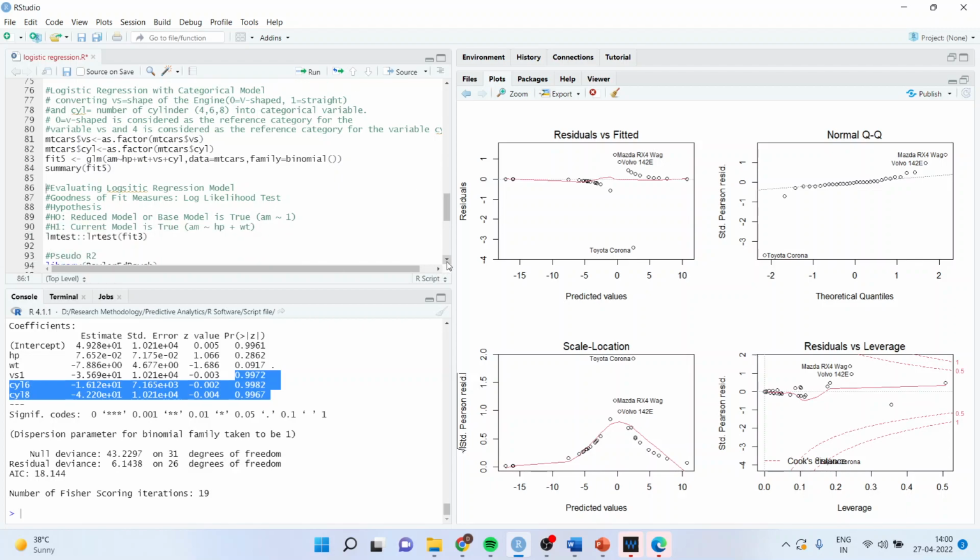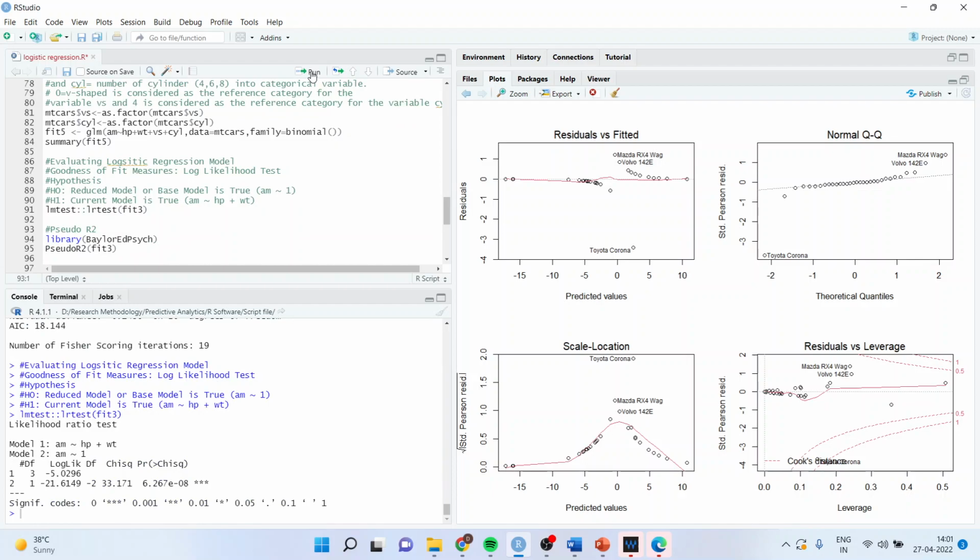Now there are some measures which we will have to carry out. First of all, evaluating the logistic regression model: how good the model is, or what is the goodness of fit of this model. The null hypothesis is that the reduced model or the base model is true, and the alternative is that the current model is true, that is, the explanatory power of the model is good.